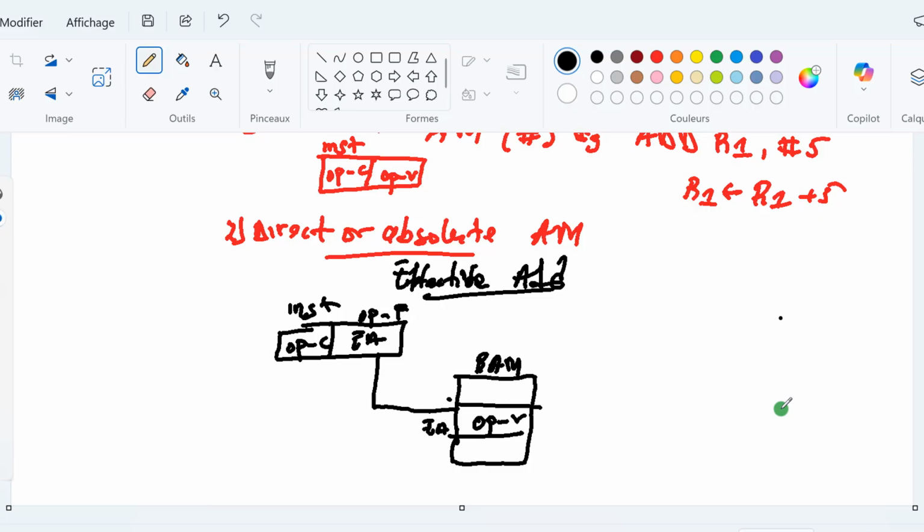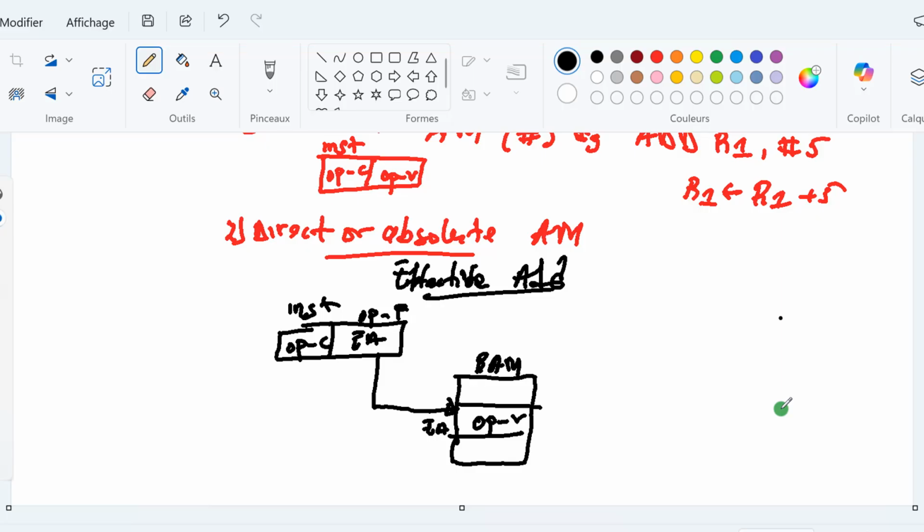Like this. So this is what we call direct, or absolute, addressing mode. With absolute or direct addressing mode, master the two names, because in the exam they like to interchange them. So here, the operand field stores the effective address of the operand value. Take note of that.